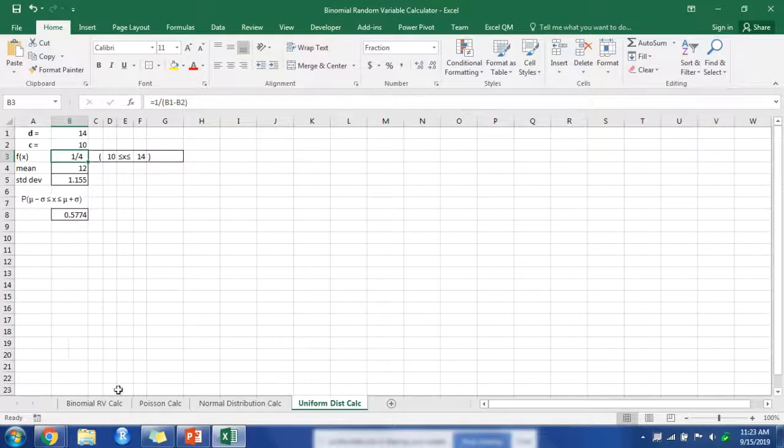I suggest if you use these calculators on your homework, you examine the Excel functions and try to learn how you can create spreadsheets like this to help you solve problems in the future.